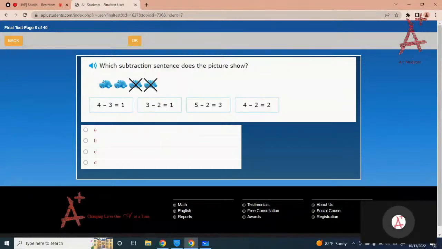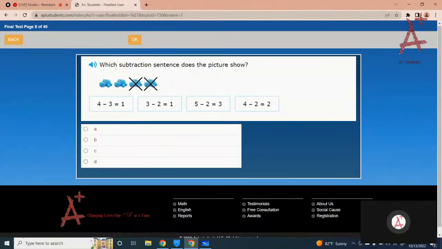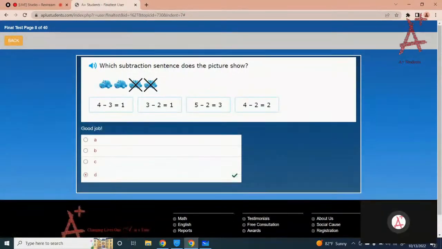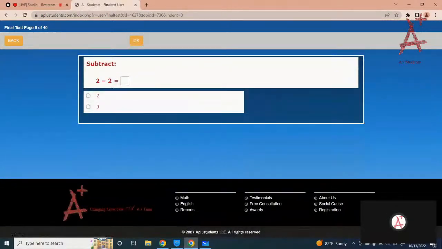Okay, which subtraction sentence does the picture show? So in total you have one, two, three, four cars, and out of the four, two are crossed out. So that means 4 take away 2 equals, how many of them are not crossed? 2. That means 4 take away 2 equals 2. Got it? So the last one, option D, is the correct one. Select the correct option and click on the OK button. 4 take away 2 equals 2, so option D is the correct option.